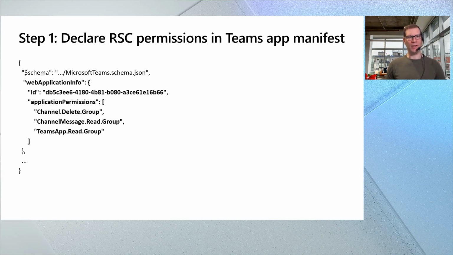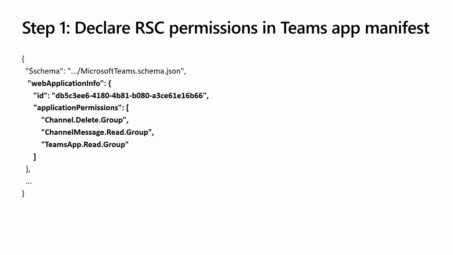In this case, channel.delete.group, apparently doesn't create channels, just deletes them. Channel message.read.group and teamsapp.read.group. The .group, by the way, tells you it's an RSC permission. Under the covers, all teams are actually part of groups, and so that's why it's a .group rather than .team, because other things under the covers, other workloads as well as teams participate in that group, such as SharePoint and OneNote and Planner, etc. So that's why it's a .group there.